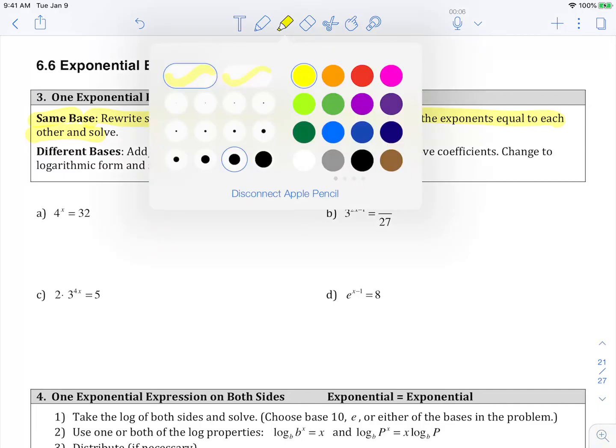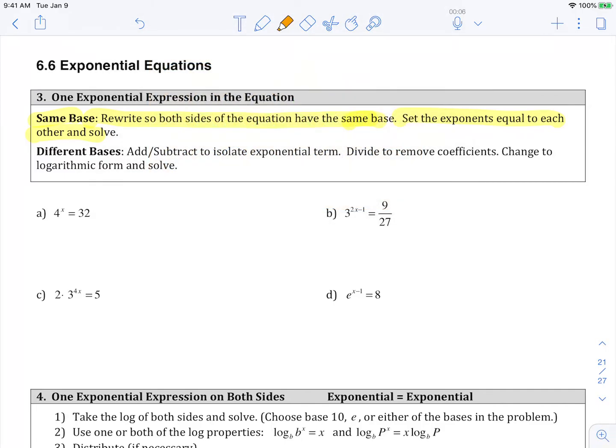That is like the ideal situation, but guess what? This is college algebra. This is not baby math. This is going to be some really tough stuff. So what happens if we have different bases where we're going to add and subtract to isolate exponential terms, divide to remove coefficients, and change to logarithmic form and solve?